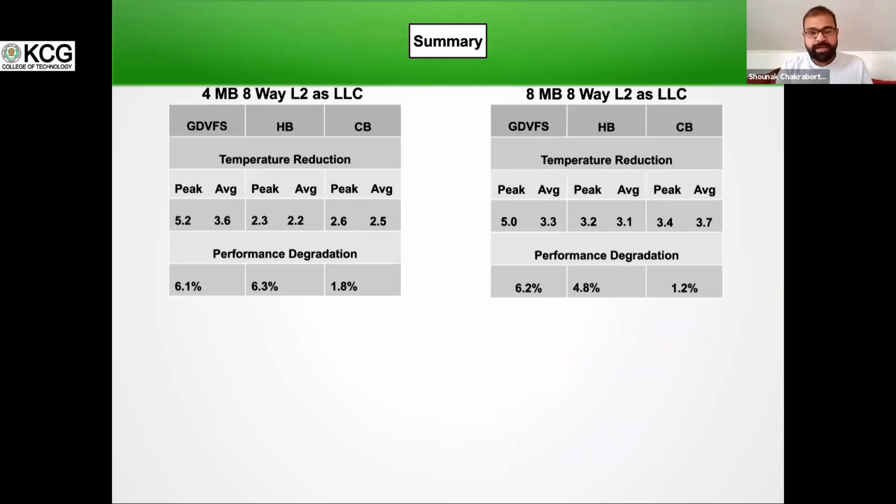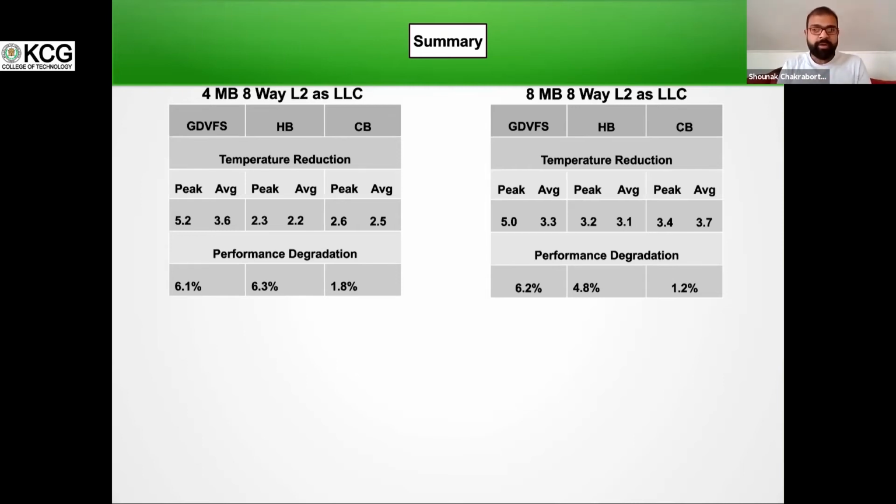I'm just going to the results. So here you can see the performance degradation is more in case of GDVFS in all these cases, whereas our cache-based policies are well enough, especially when we have the larger caches. I also had results for 16 MB, I just skipped this one here. So for 8 MB, you can see the average temperature is really very good in our case.